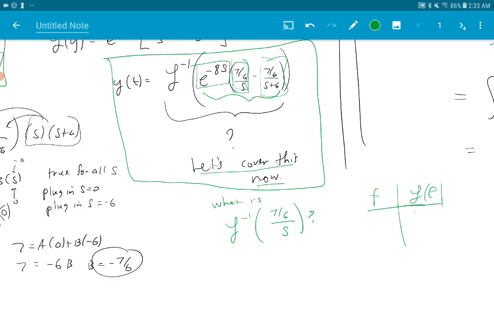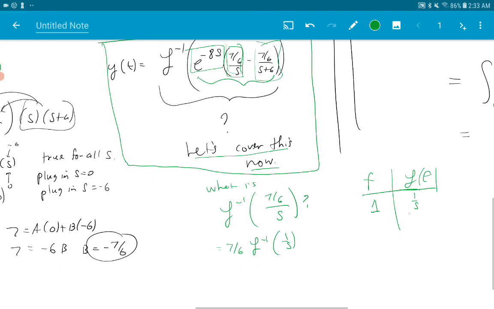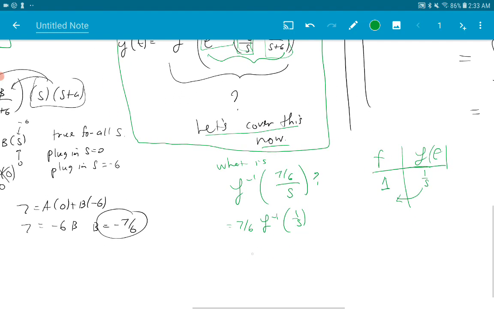I don't want to scroll back over there, I don't want to hurt your eyes. This is at the top of the table. When f is 1, its Laplace transform is 1 over s. And we can pull this 7/6 out, right? So this is 7/6 times the inverse Laplace transform of 1 over s, and we just saw that that would be 1. So it would just be 7/6 times 1, or 7/6.